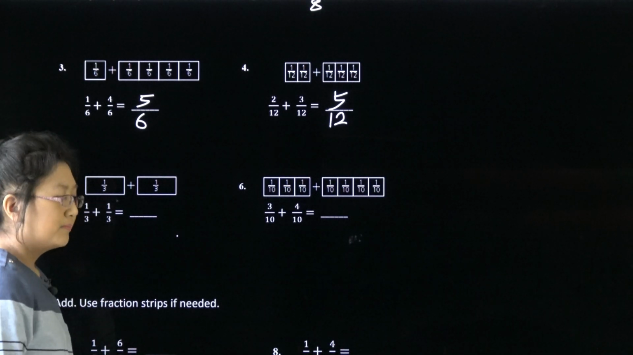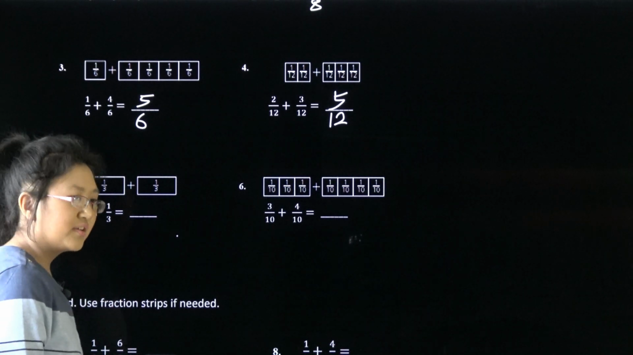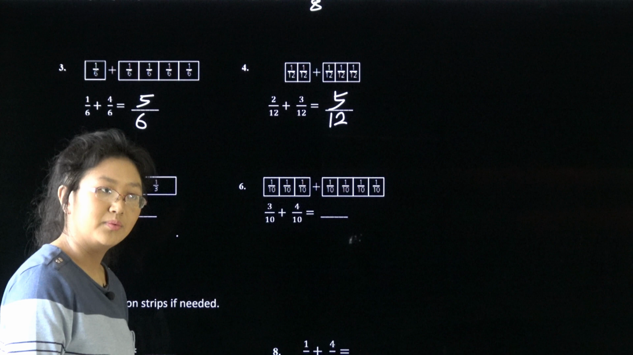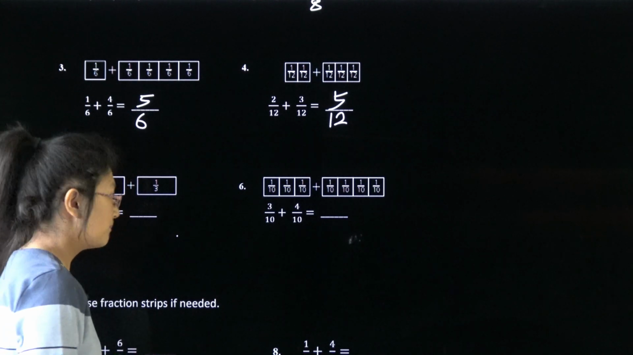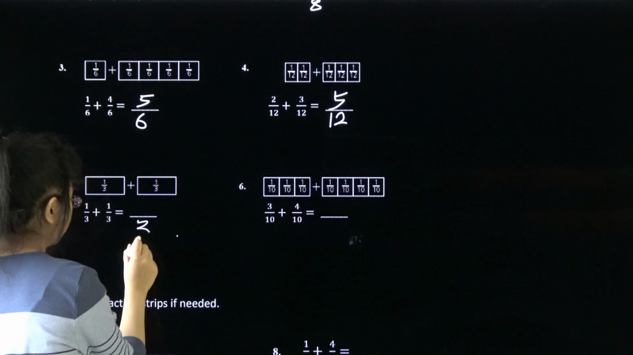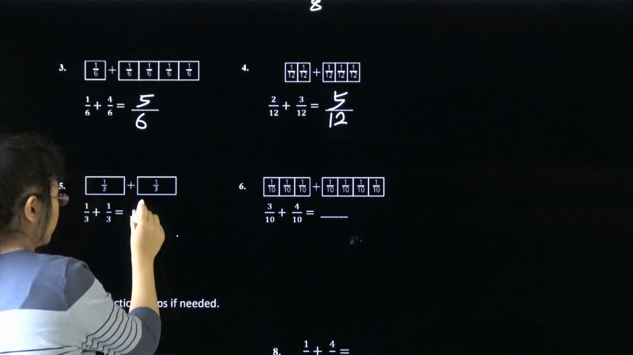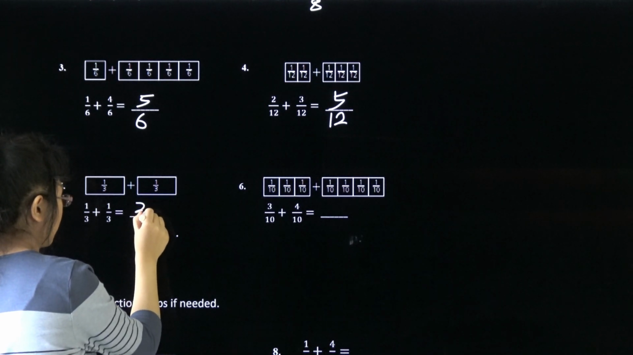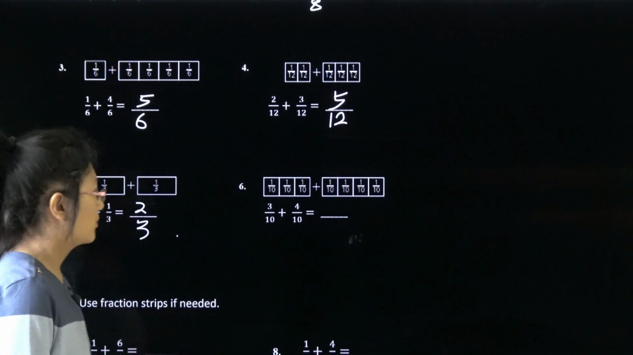1/3 plus 1/3. This is like saying half plus half equals to 2 over 2, which equals to 1. But the denominator stays, and we add the numerator, which is 1 plus 1 equals to 2. So 2/3.